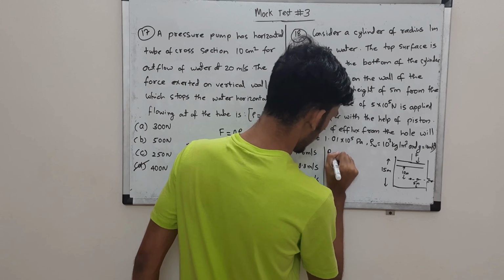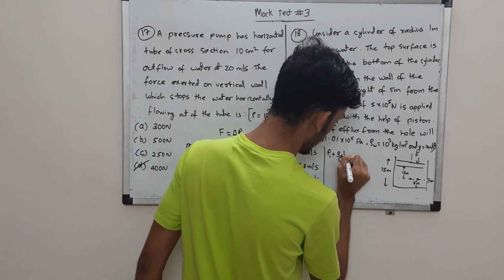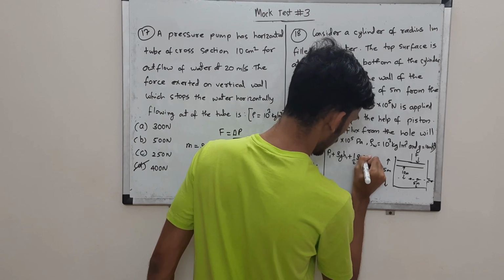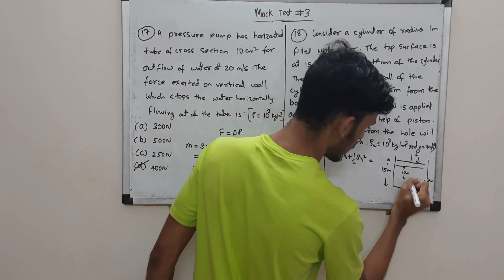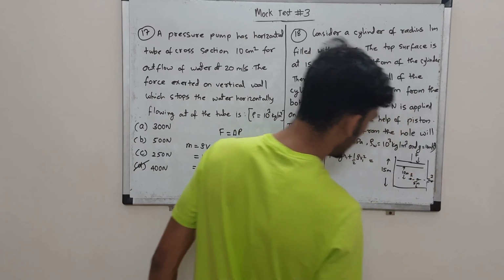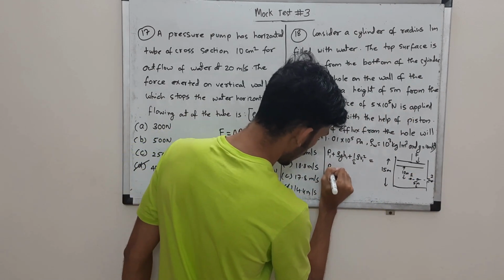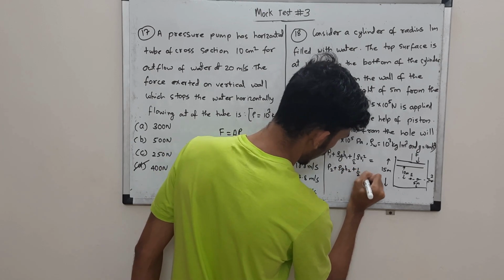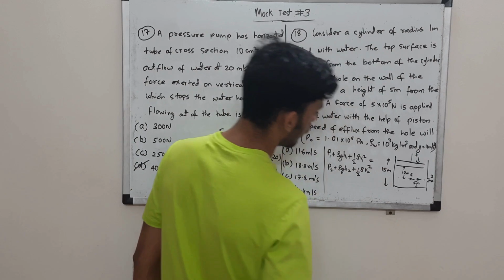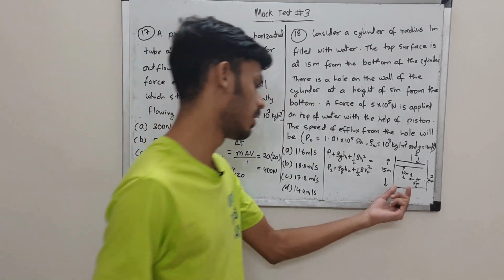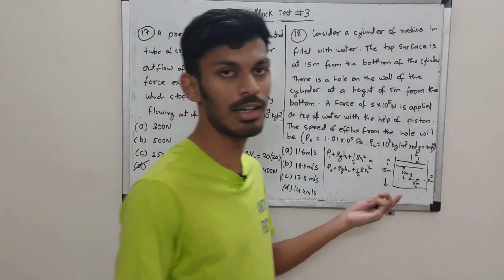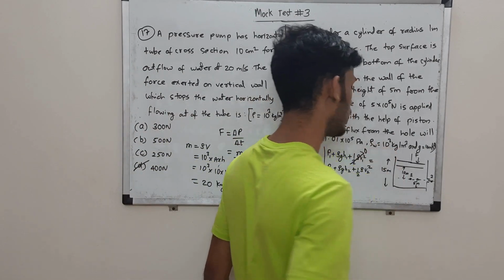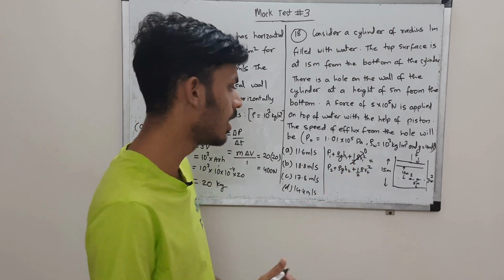So P1 + rho g h1 + half rho v1 square equal to, so this is for point 1 and this is for point 2, P2 + rho g h2 + half rho v2 square. If you see here, inside the water is still, the water is not moving, so the velocity is 0. So inside at point 1 the velocity will be 0, hence this term will be 0.